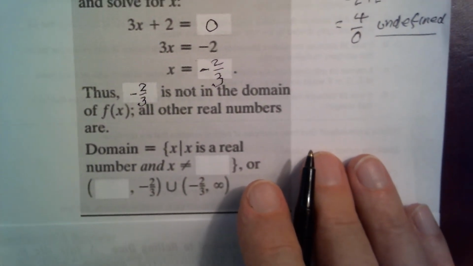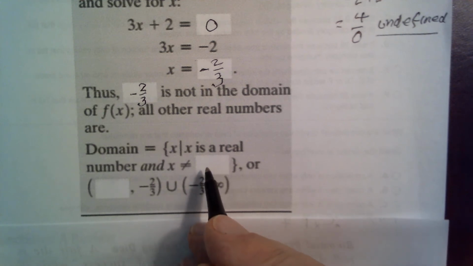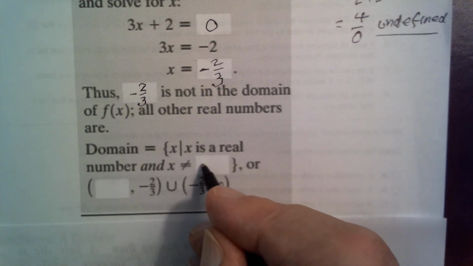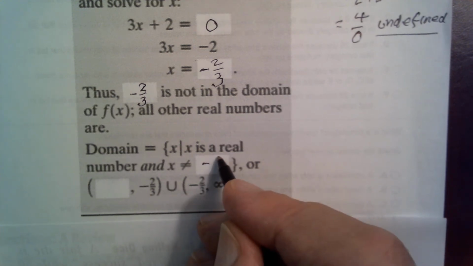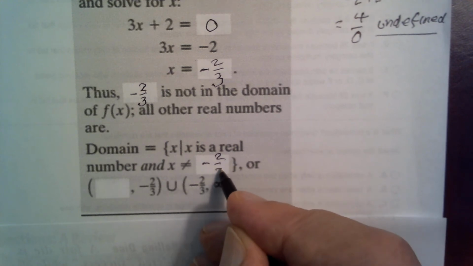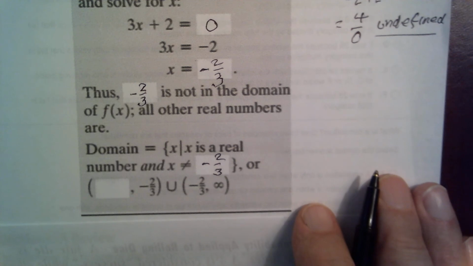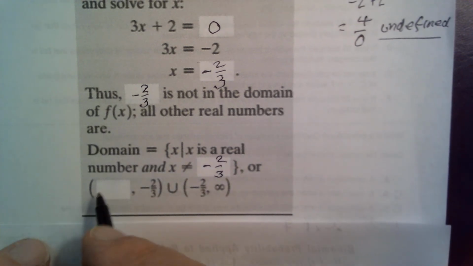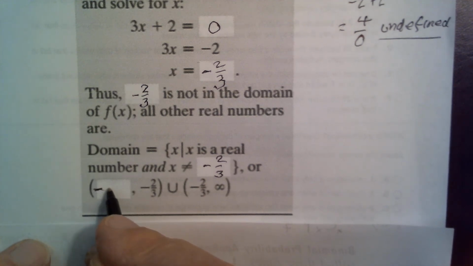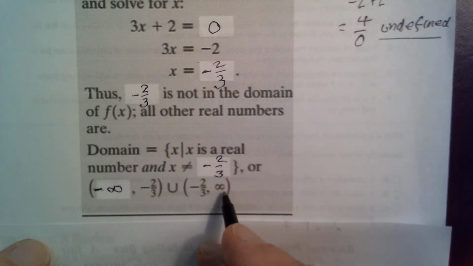So therefore, we conclude that the domain is the set of all x such that x is a real number and x is not equal to minus 2/3. So that's in set notation. And the way we indicate that in interval notation is we take the set of numbers from minus infinity to minus 2/3, union the set of minus 2/3 to positive infinity.